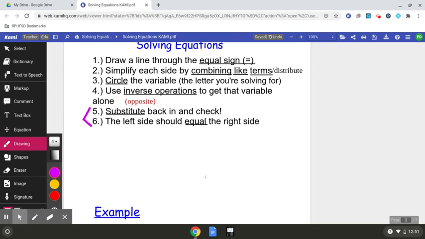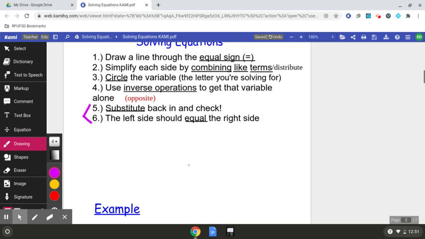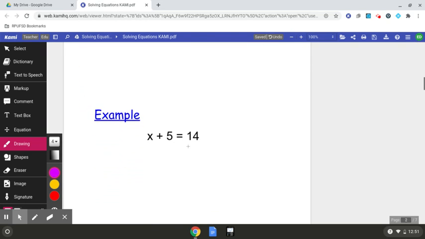So let's try this. And we're going to start off real basic here and then work our way to more difficult questions. So step 1 says to draw a line down that equal sign. So that's going to be my first step. Step 2 says to simplify each individual side. And in this case, there is nothing for me to actually simplify. So now I'm going to circle that variable. I want to solve for x, right? So I have to now use inverse operations to do that.